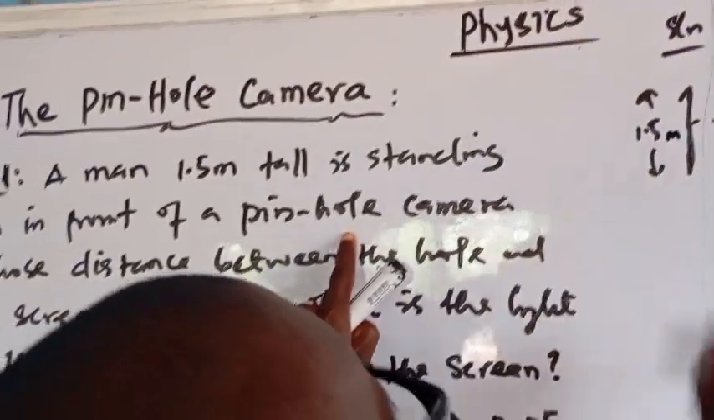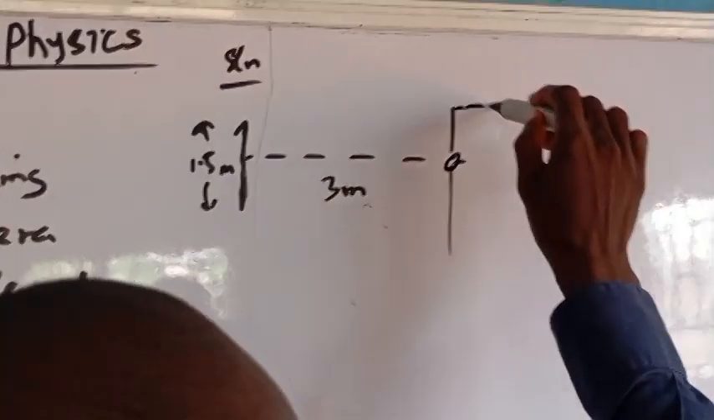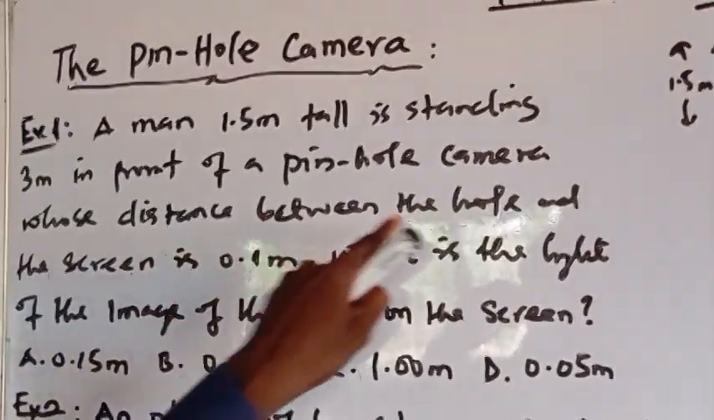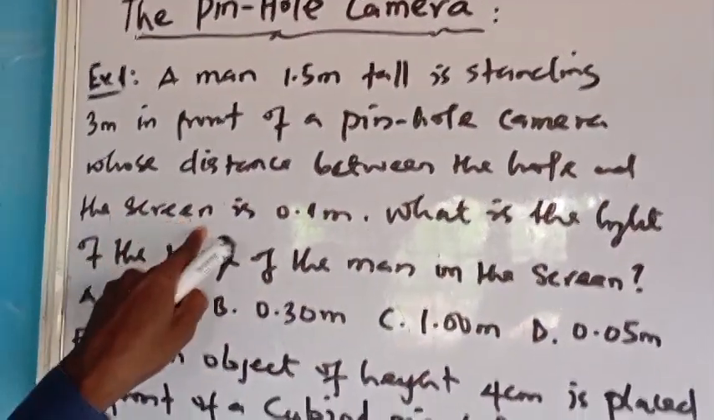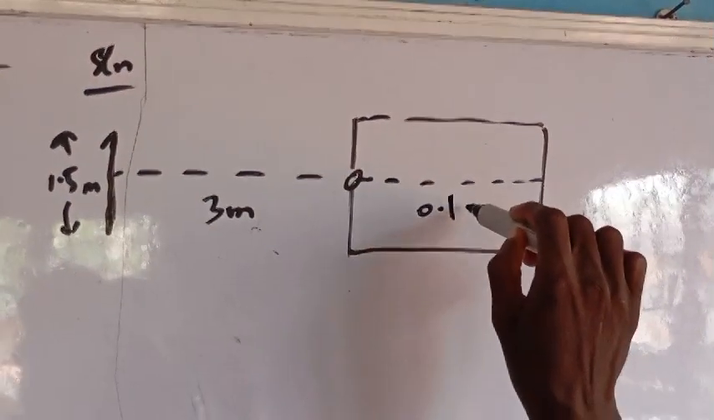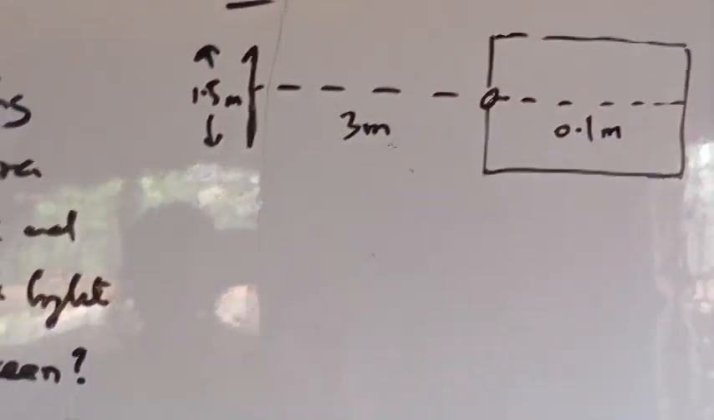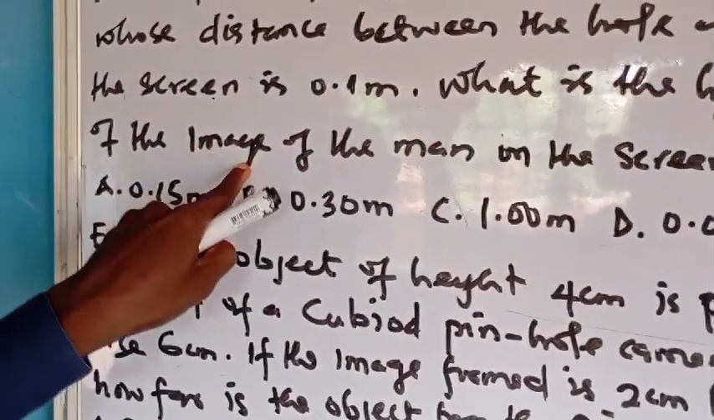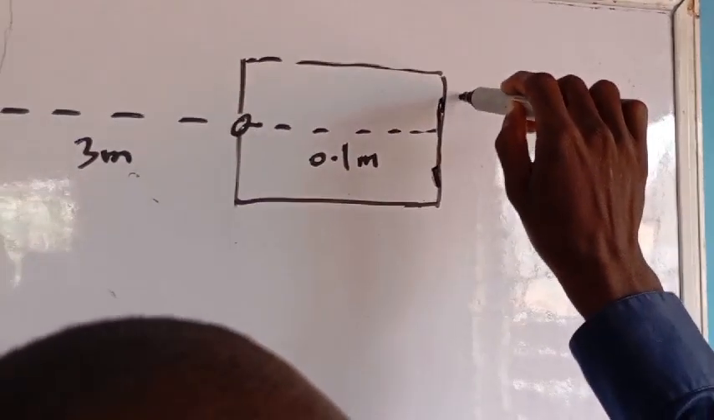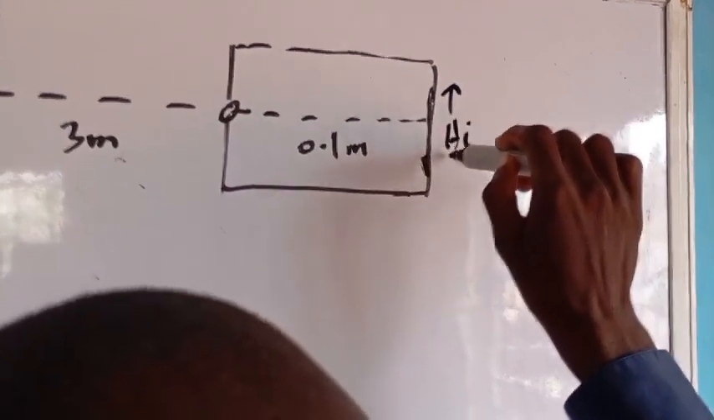Remember this 1.5 meter. This is the pinhole; we have the pinhole camera like this. The man is standing in front of a camera whose distance between the hole and the screen is 0.1, meaning from here to here is 0.1 meter. That's what they're saying. What is the height of the image of the man on the screen? If this is the screen and this is the man, they are asking for the image height. That's what we are looking for.